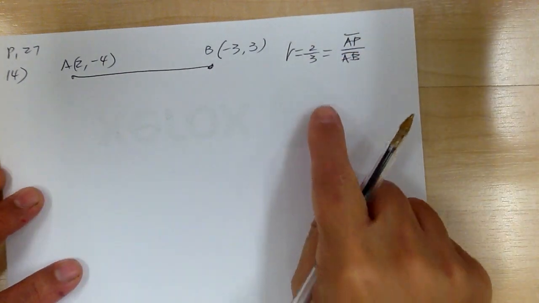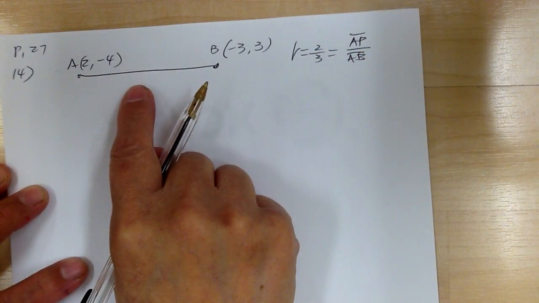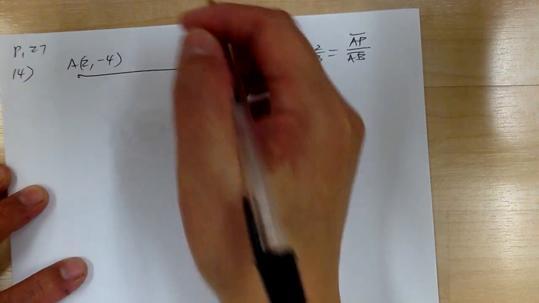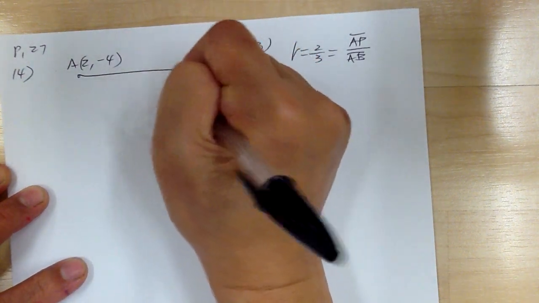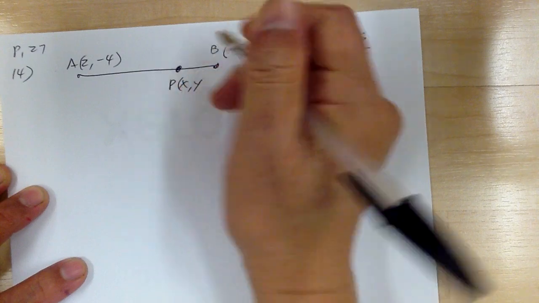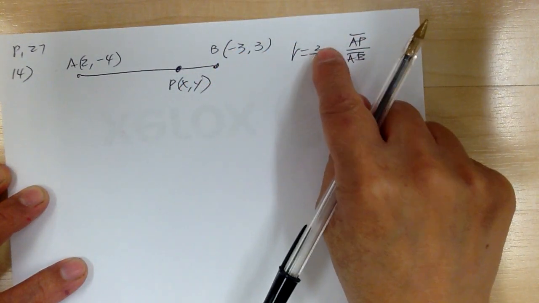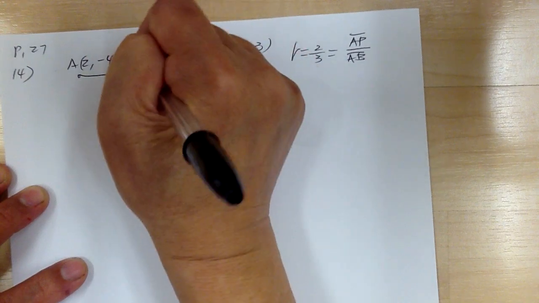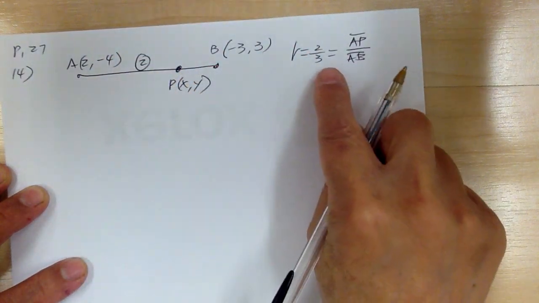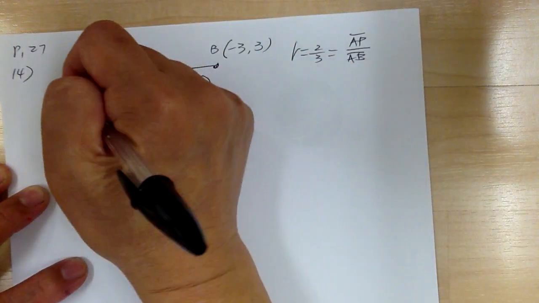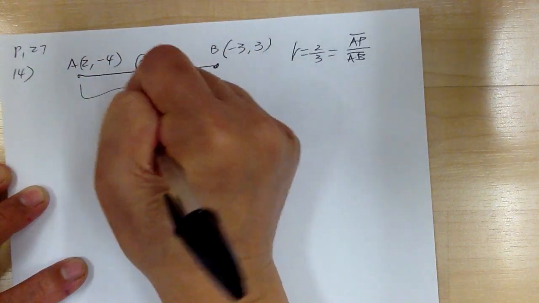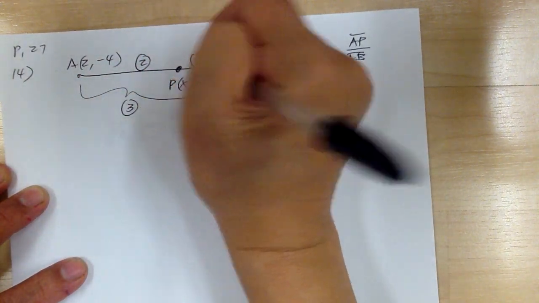So what you want to do is put a point P over here, that's your X, Y. Notice from A to P is a ratio of 2, so I'm going to put these 2 and circle that. And A to B is 3, so this whole thing is 3. That means this is 1.